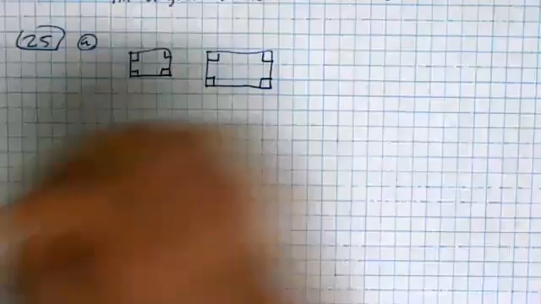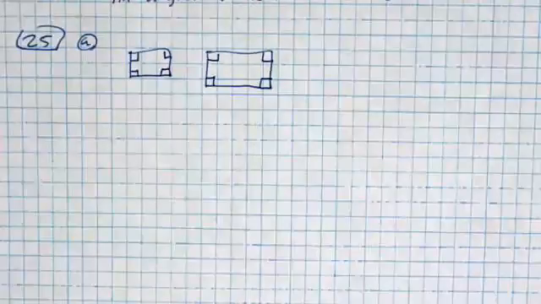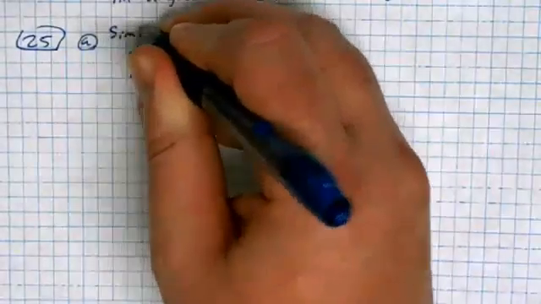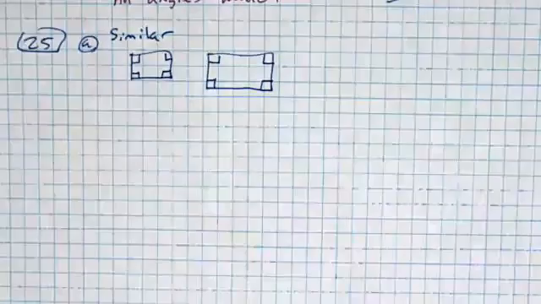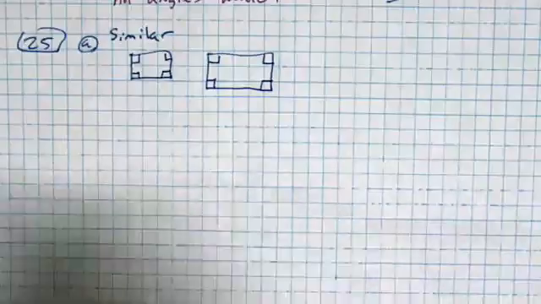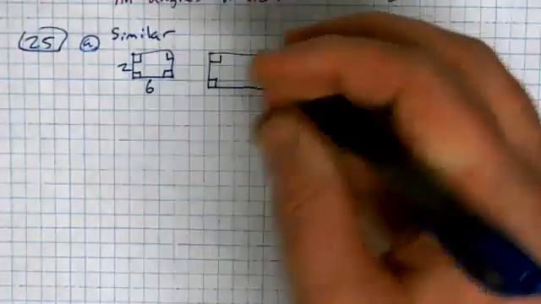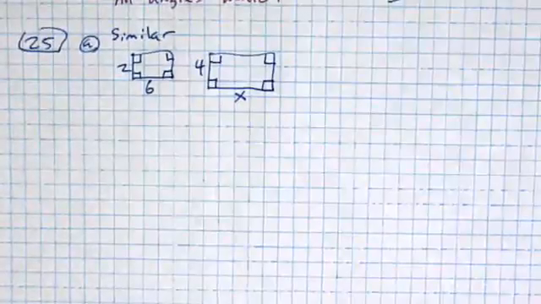One's a little bit bigger than the other one. And we are told as part of this problem that they are similar. So this time they're telling us they're similar, and we have to use that to find out some information about these. The information that's given to us is that this is 2, this is 6, this is 4, and they're going to ask us to find the value of this one.